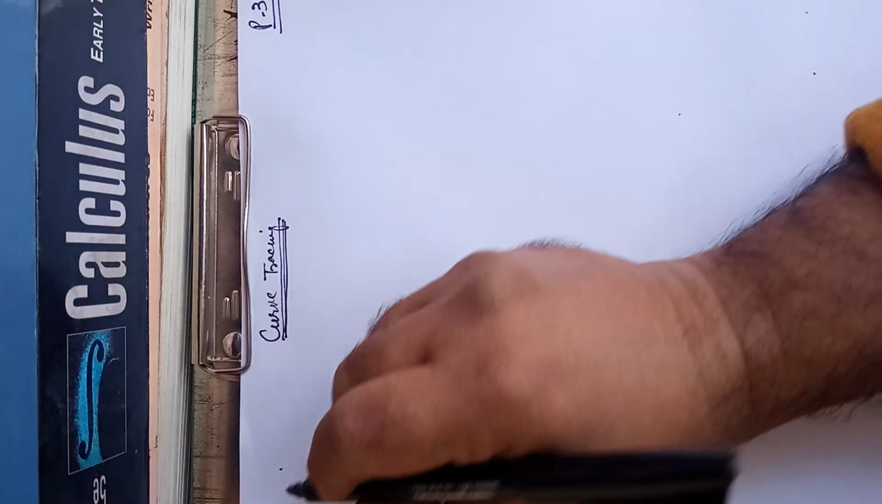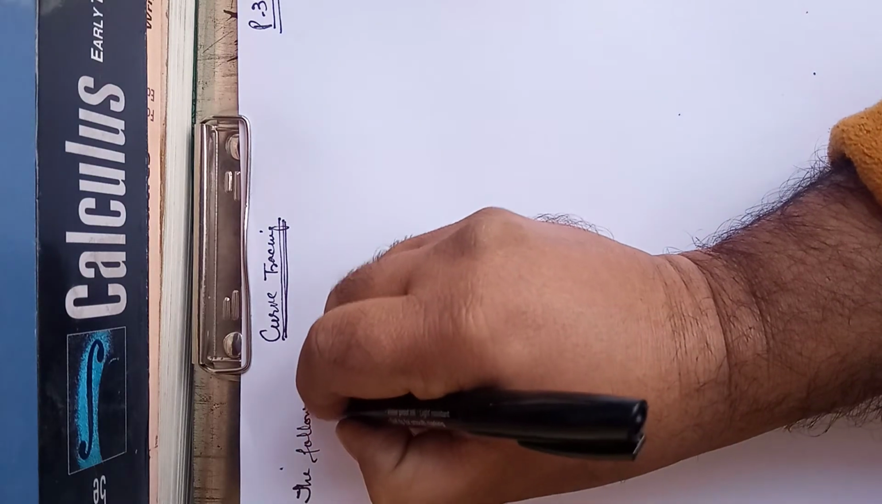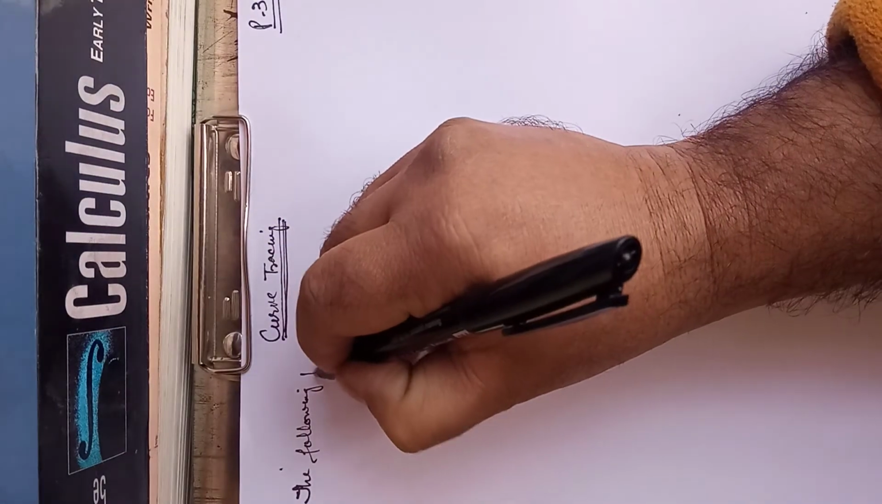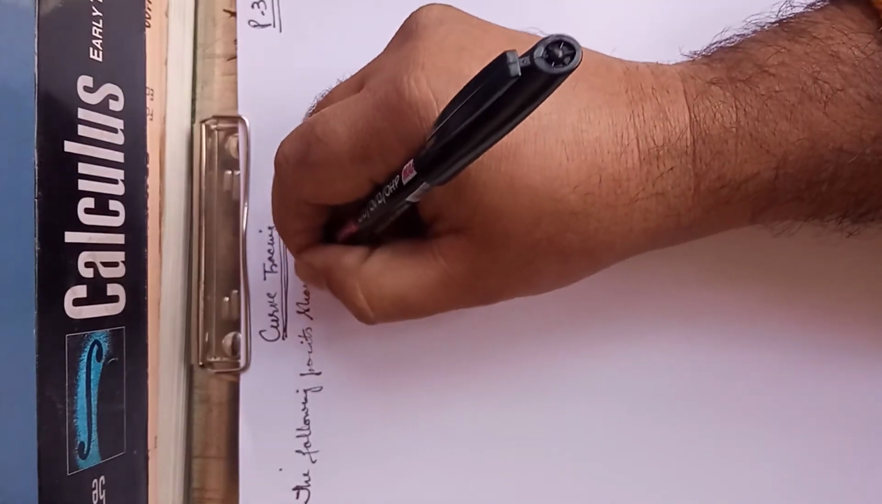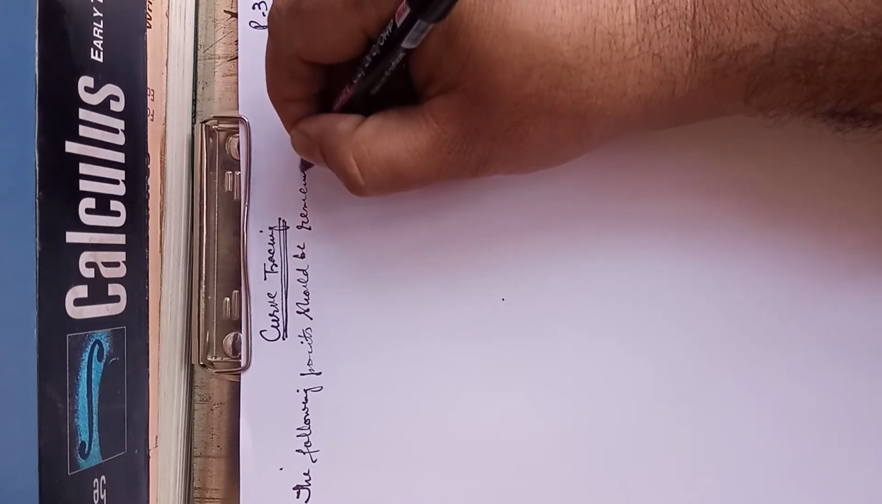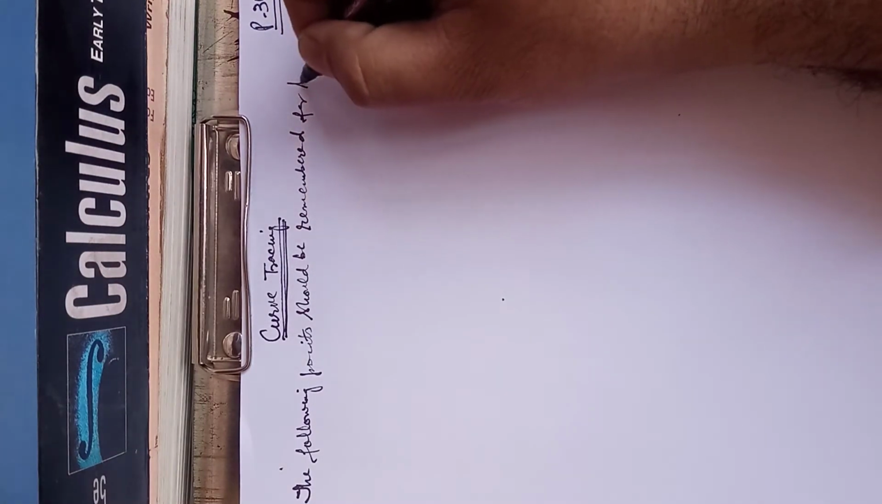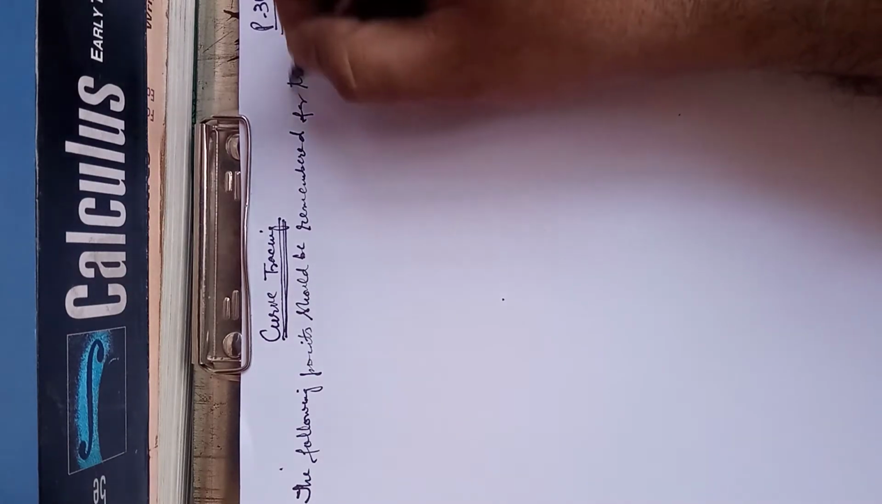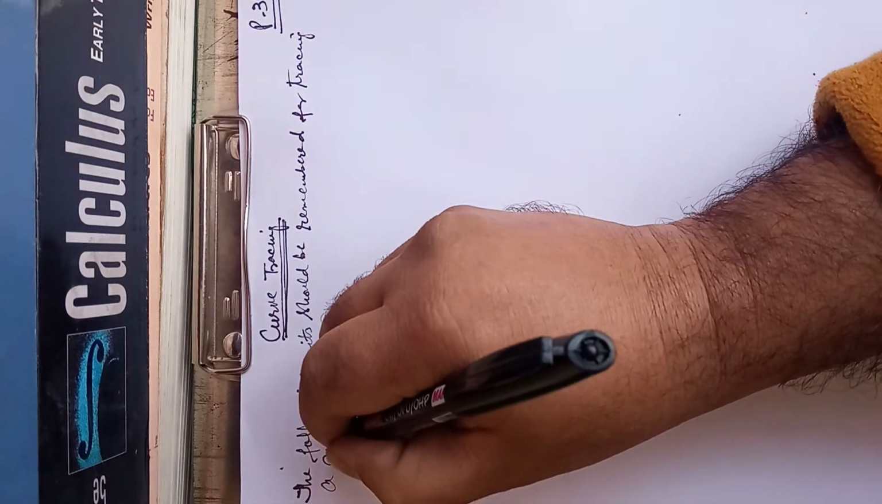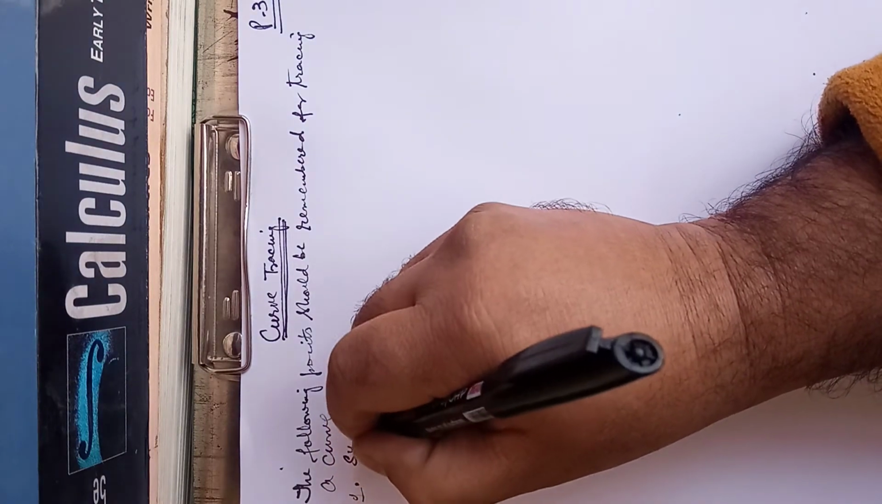The following points should be remembered for tracing a curve. Number one is symmetry.